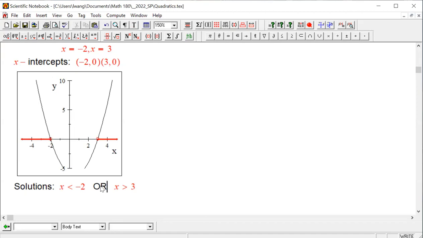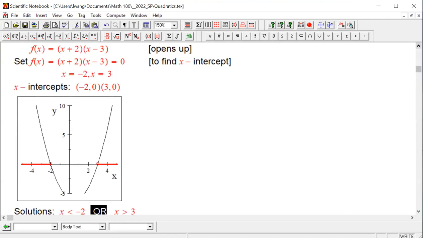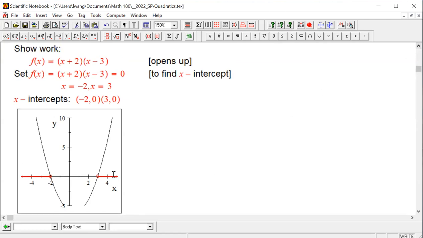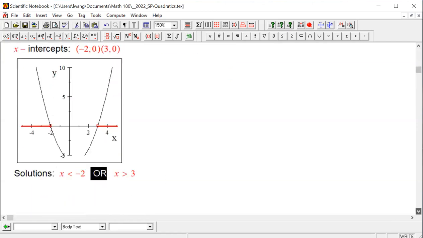You must have the word "or" though, okay? So throughout all these methods, you should have the word "or." Please have the word "or." If you miss it, you might lose a point. So this is the third method.